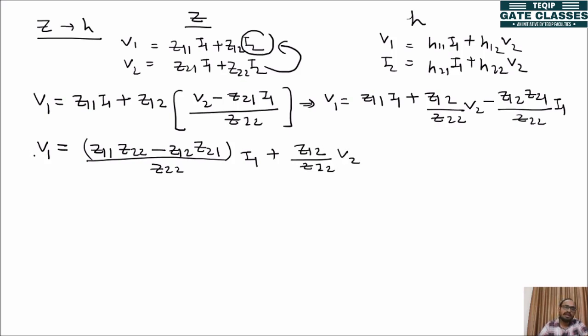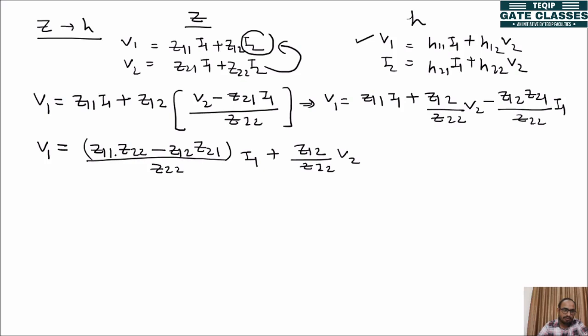Now V1 is expressed as a function of I1 and V2. So here you can see, if this is the equation, I1 and V2 seem to be independent variables, and in the H parameters' first equation you can see V1 is a function of I1 and V2, like this only. So we can compare both of them and get the values of H11 and H12.